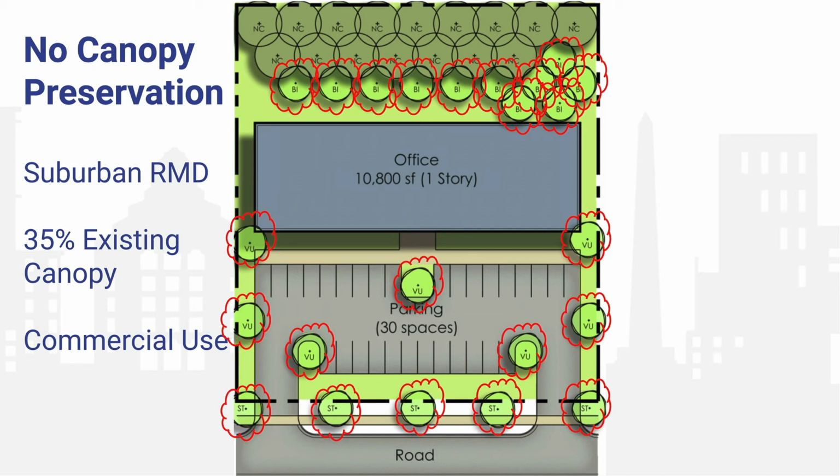At the top of the site, you'll see several trees labeled NC for new canopy that represent what has been planted to meet the requirements of this preservation ordinance.